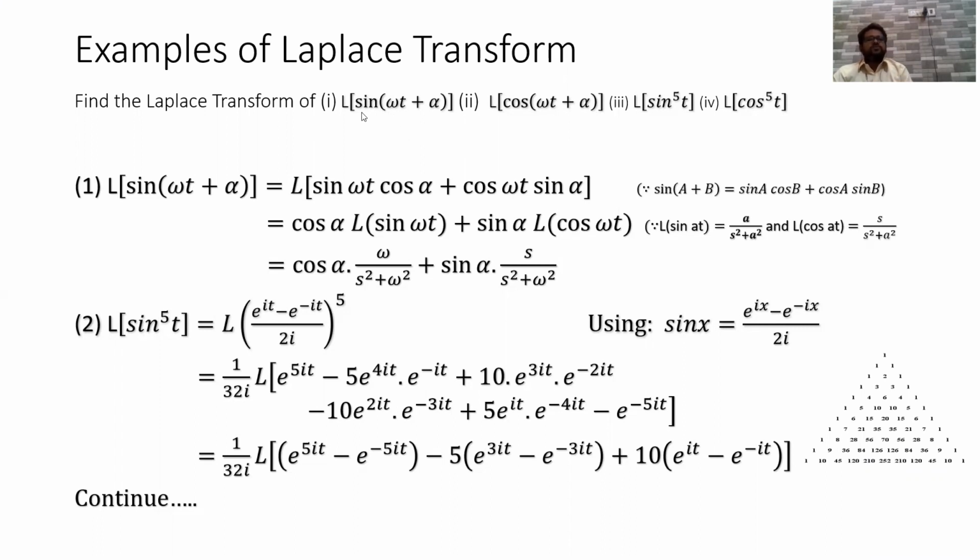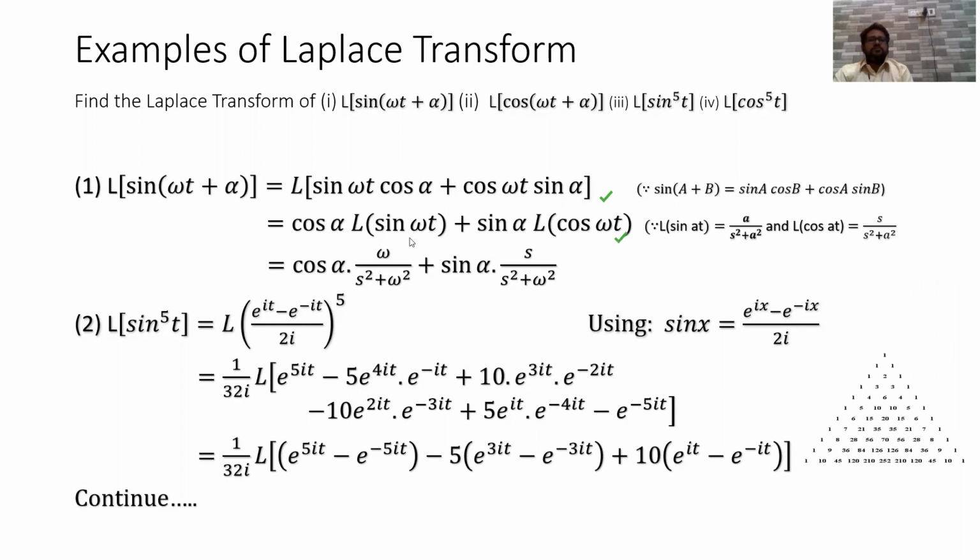So first of all we are going to solve Laplace of sin(omega t plus alpha). Here also we cannot directly apply the Laplace formula, so try to bring it into linear form. Use the formula sin(a plus b) equals sin a cos b plus cos a sin b. By this formula we can write sin omega t cos alpha plus cos omega t sin alpha. Now here cos alpha is a constant term, so we can take it outside: Laplace of sin omega t, plus, since sin alpha is a constant, we take it outside: Laplace of cos omega t.